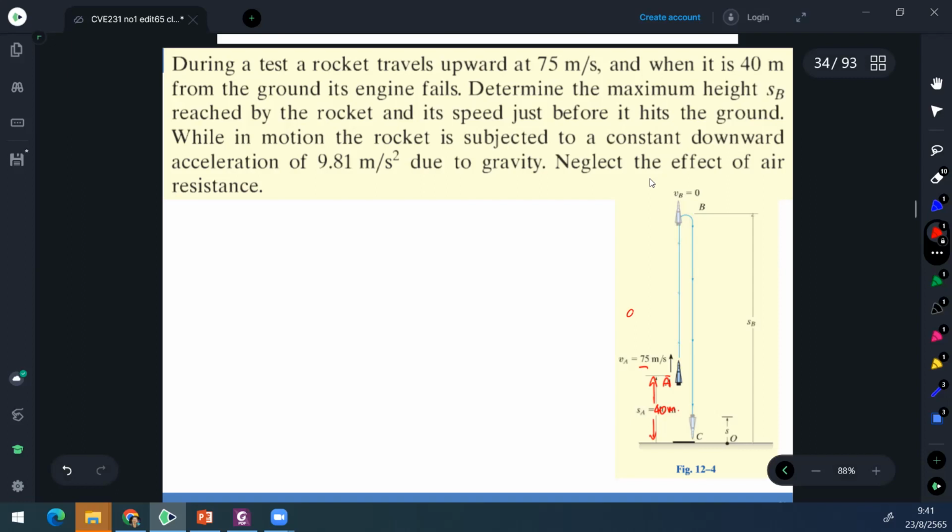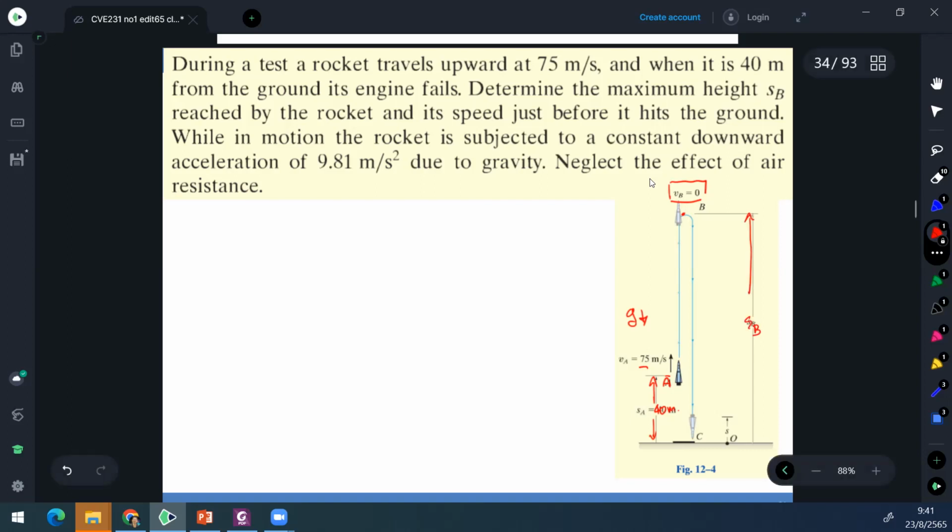acceleration downward from gravity. So the speed should be reduced until it reaches the maximum height. At the maximum height, the rocket tends to move back to the ground, so the direction of the motion should change from going up to going down. So at the maximum height, the velocity should be equal to 0. And we would like to determine the maximum height.